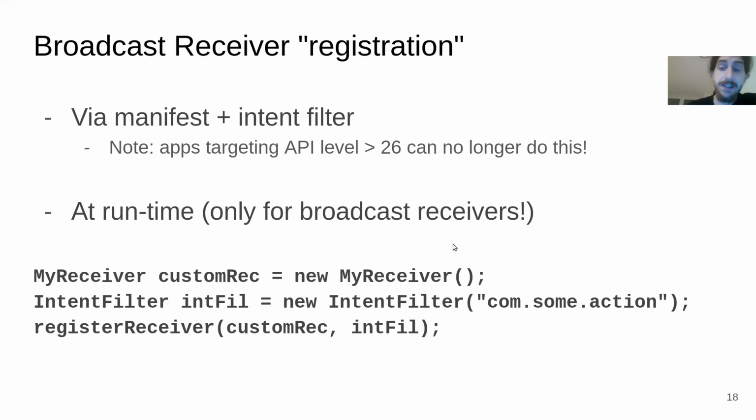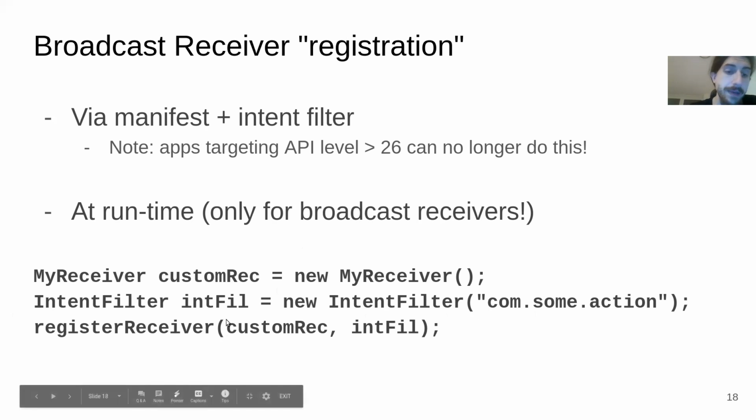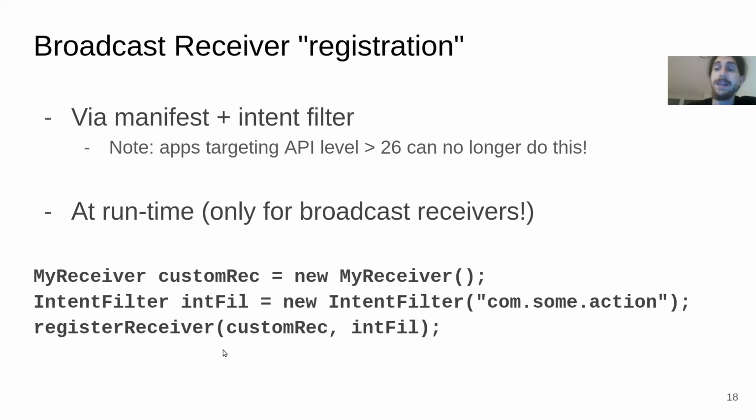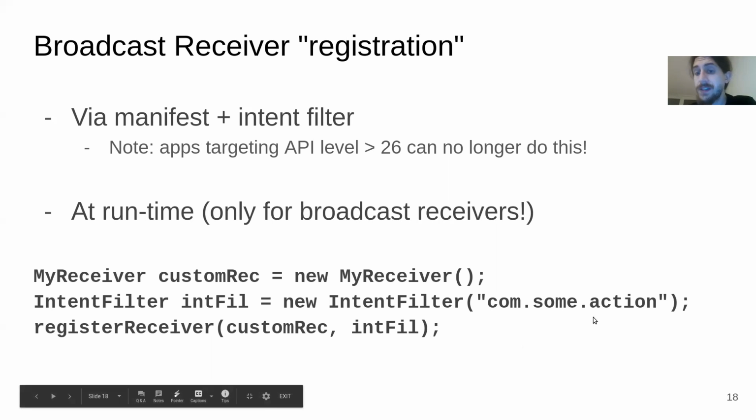Well, with receivers, you can declare intent filters at runtime. The way you do it is the following: you take the instance of this receiver, and then you create an instance of the class IntentFilter. Again, it's an Android framework object. Once you have this, you can call the API registerReceiver. That's how at runtime you can associate an intent filter to a receiver. After this, if there is a broadcast intent sent around the system with some action, then your receiver is going to be woken up.